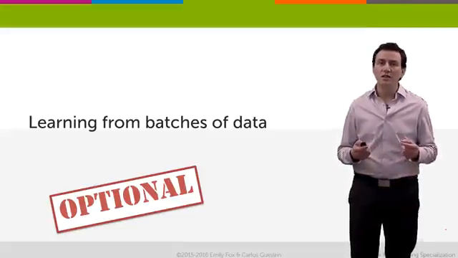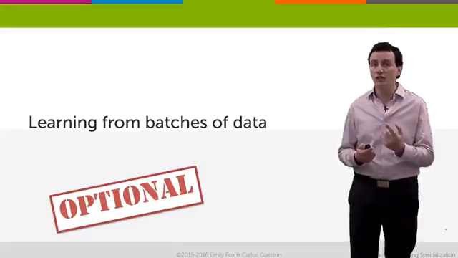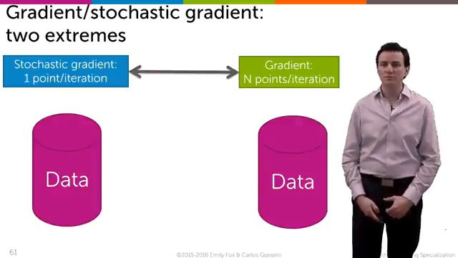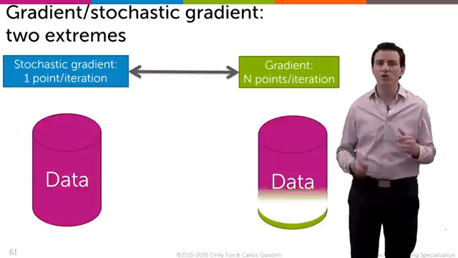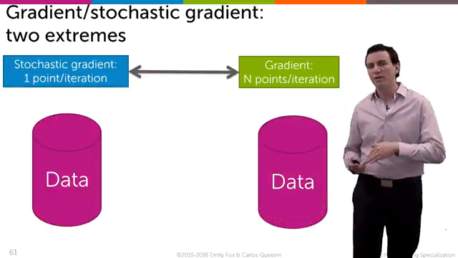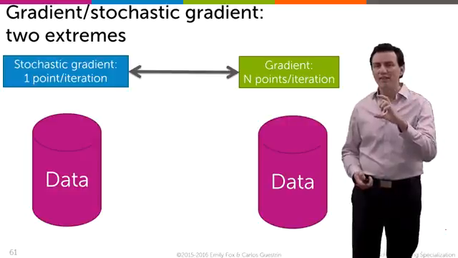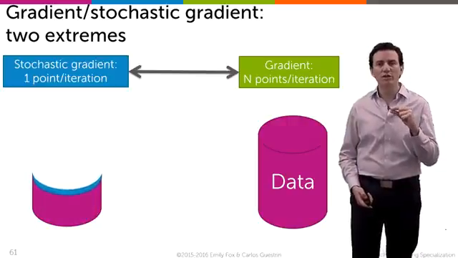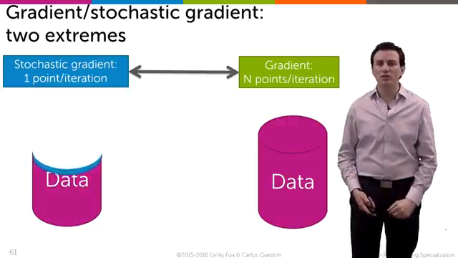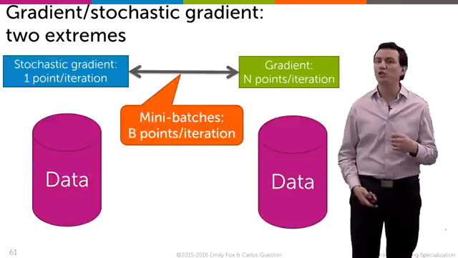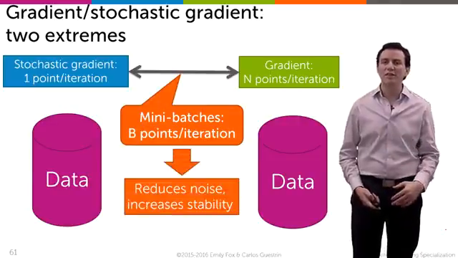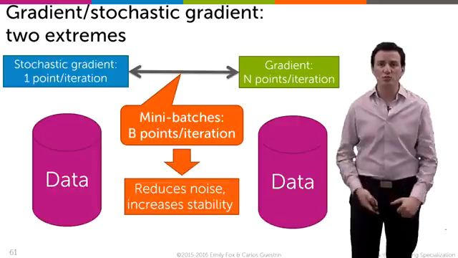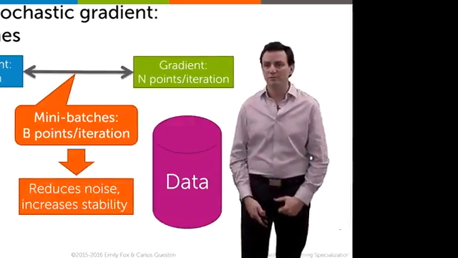So the first one is that learning from one data point is just way too noisy. Usually you use a few data points. And this is called mini batches. So really we've illustrated two extremes so far. We illustrated gradient, where you make a full pass through the data and you use n data points for every update of your coefficients. And then we talked about stochastic gradient, where you look at just one data point when you're making updates on your coefficients. And the question is, is there something in between where you look at b data points, say 100? That's called mini batches. It reduces noise, increases stability, and it's the right thing to do. And 100 is a really good number to use, by the way.